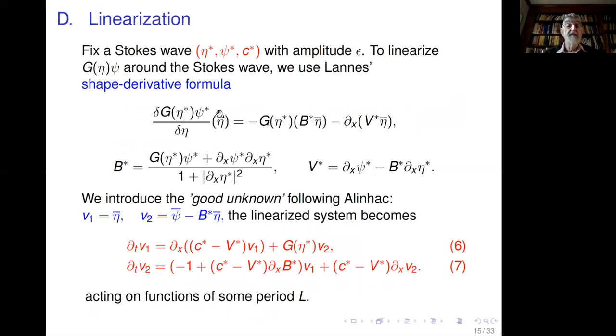So there's this nice formula of David Lannes, and there's a nice observation of Serge Alinhac. And so it takes this form when I linearize. Now notice this is a linear equation when I introduce two new variables, this guy and this guy. So the bar here represents the linearized variable. And so now in this notation, I have V1 and V2. And notice this is a linear equation with coefficients that depend on the Stokes wave.